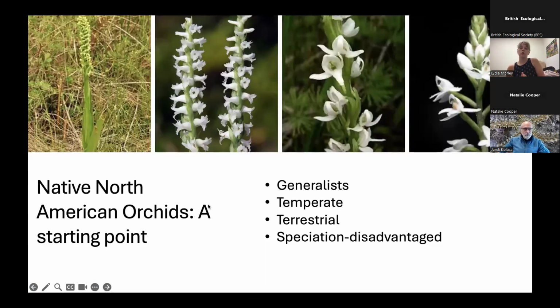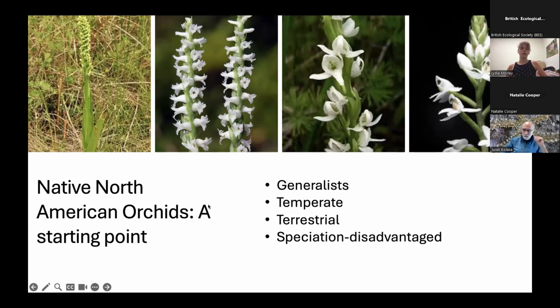We really started working on this project interested in cataloging and understanding pollinator relationships among Native North American orchids. Native North American orchids are sort of atypical when it comes to global orchid ecology and evolution. Not many of them are pollinator specialists. They're temperate, not tropical. They're terrestrial, not epiphytic, and North America is one of the most speciation disadvantaged continents for orchids globally.